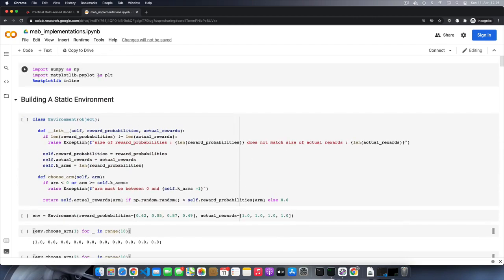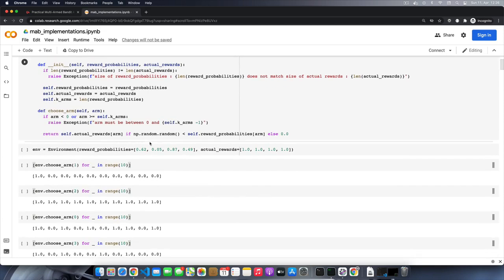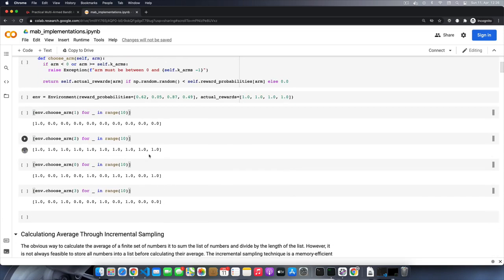Just to give you a summary of what's in the notebook, I start off by showing you how to create an environment to simulate the dynamics of a multi-armed bandit problem. Once we have created this environment, we sample each arm a couple of times to validate that indeed the reward probabilities that we observe are similar to what we have encoded in the environment.